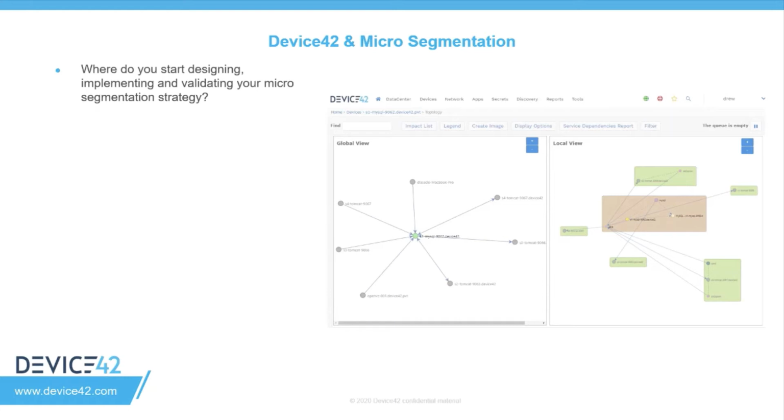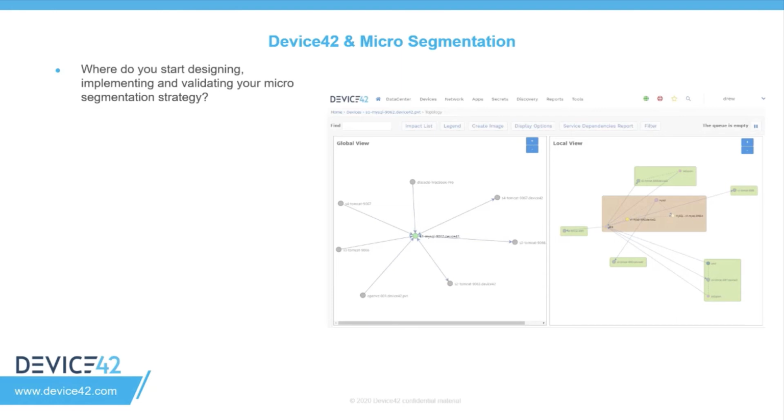The answer to the question, where do I start, can be simply: understand where you're starting from. Deploying a micro-segmentation strategy is very much like a journey. You need to understand where you are starting in order to get to your destination. As represented in the diagram to the right, Device42 provides the insight into how your business applications are actually working. With this information, you can begin to understand how to set up your policy.